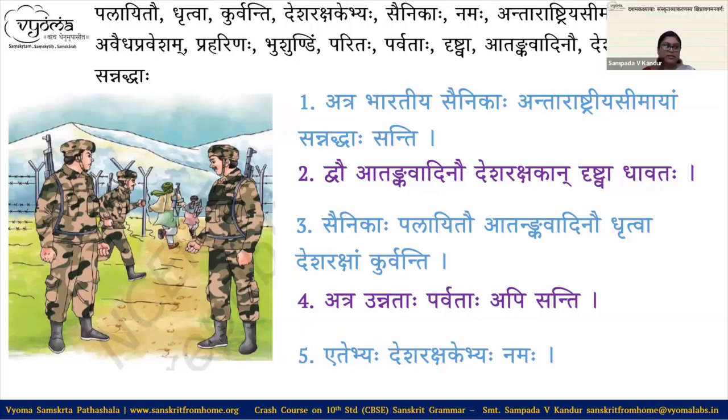Two terrorists are running away. They are probably terrorists who have infiltrated inside our country from the other side, and they are trying to run away. They're trying to escape. And then there are hills on the other side, snow-capped peaks probably. That's it.